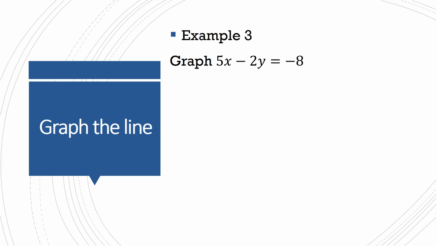Let's do another example. In this example, it asks us to graph 5x minus 2y is equal to -8. Now, it's pretty clear that this line does not fit our slope-intercept form as it sits right now. So we are going to manipulate this line into slope-intercept form before we can graph using the slope-intercept form of the line. Let's go ahead and do that.